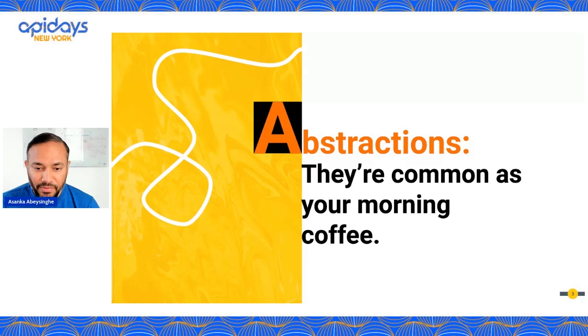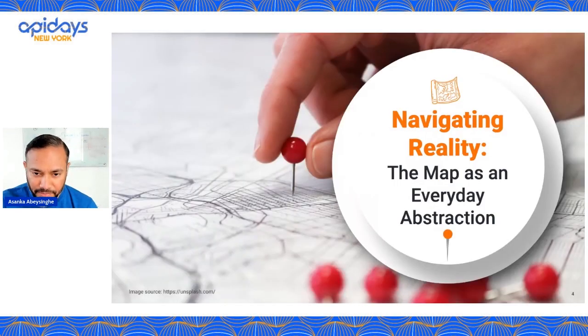So abstractions are everywhere. That's why I put it as it's like your morning coffee. So there are many abstractions, but out of these, I picked two real world examples. The first example is maps. If you look at maps, it's a nice way to explain abstractions because maps simplify how we navigate from place A to place B.